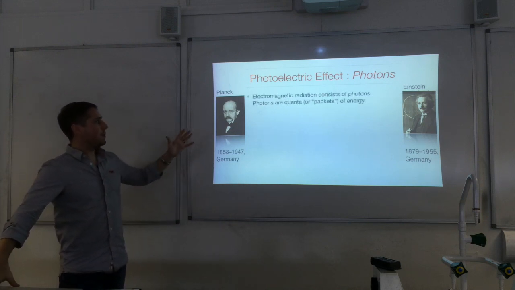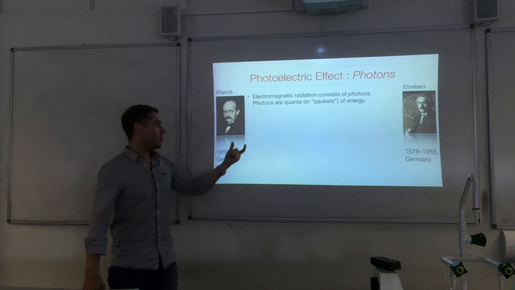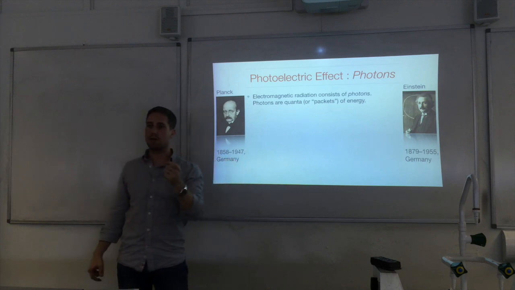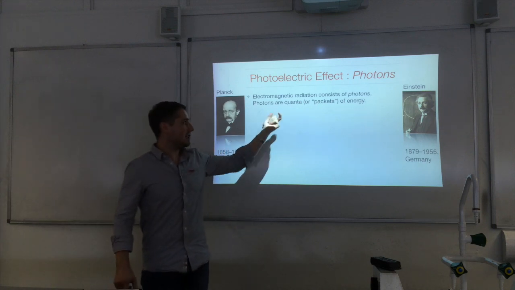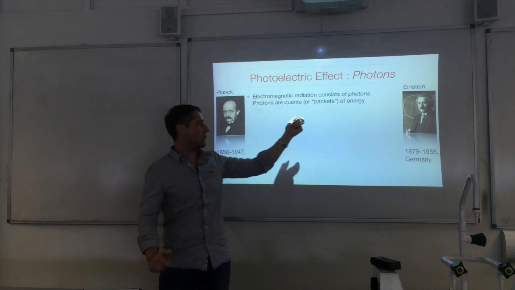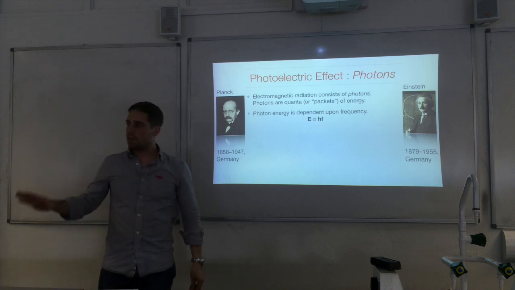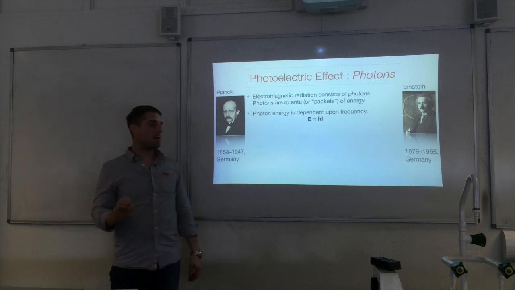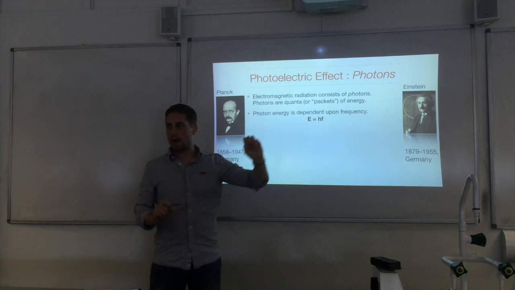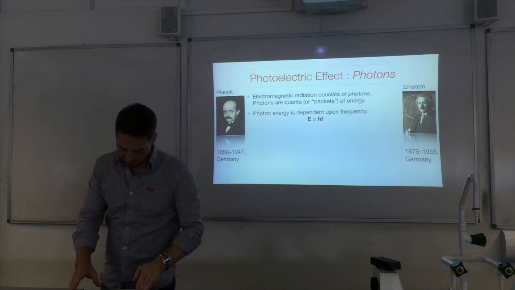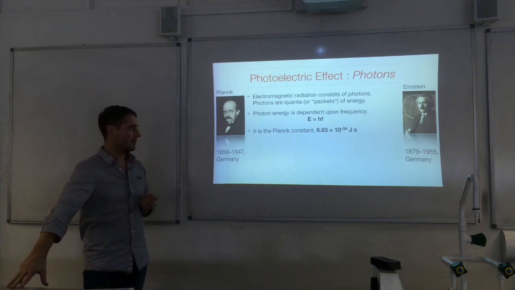Electromagnetic radiation consists of photons, and what photons are, they are quanta of energy. A quanta means a small amount of energy. It's a very small amount of energy, in fact, but the point is it's a discrete amount of energy. You can think of it as packets of energy as well. And their energy is dependent upon their frequency. Their energy is equal to hf. h is the Planck constant, and that is 6.63 times 10 to the minus 34 joule seconds.